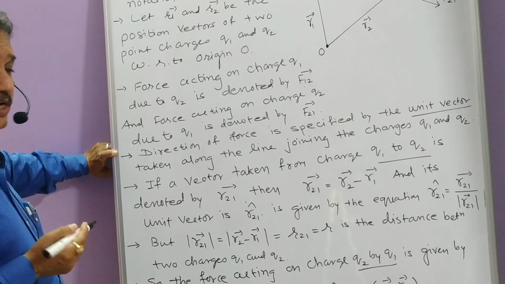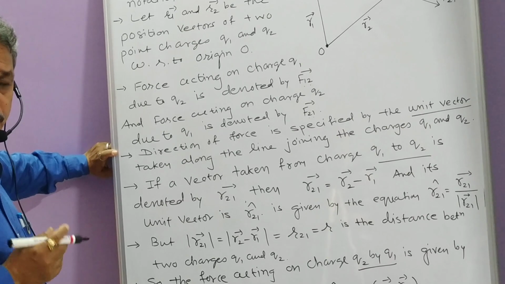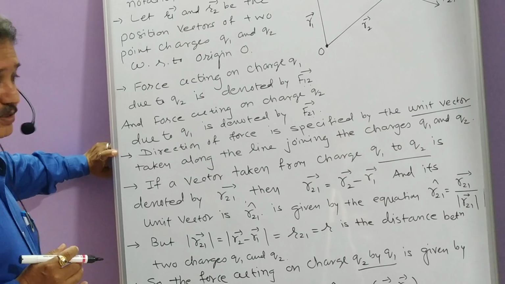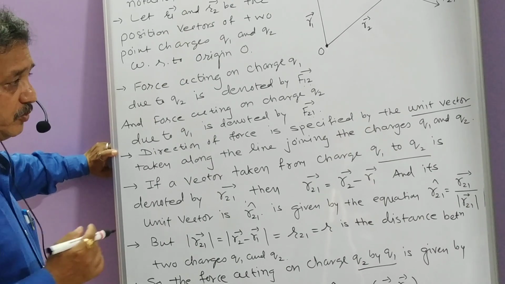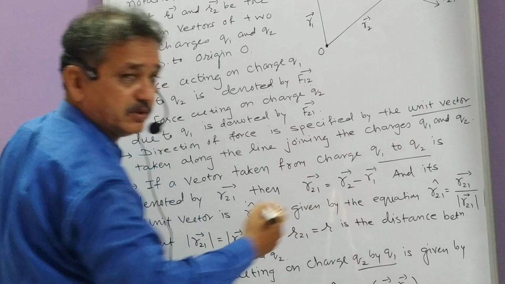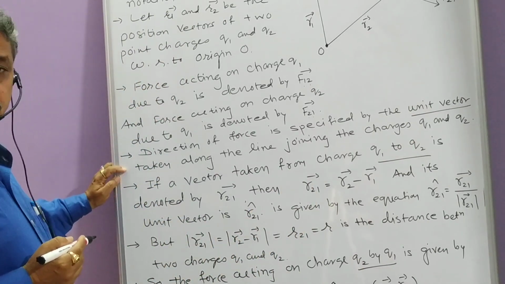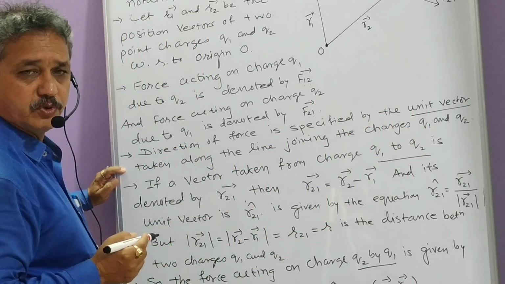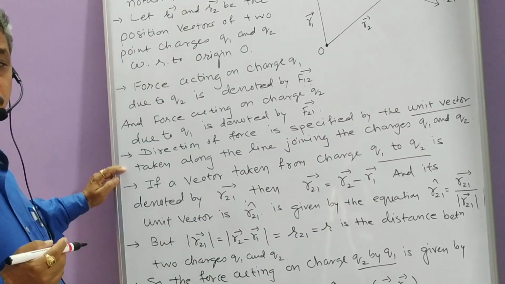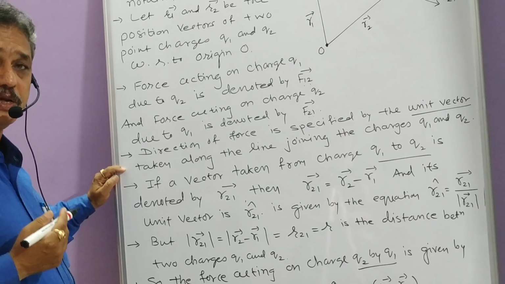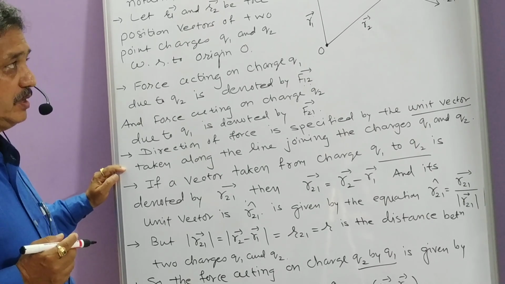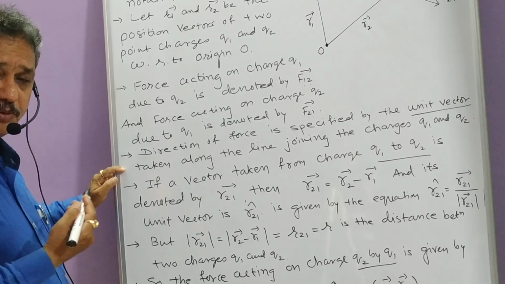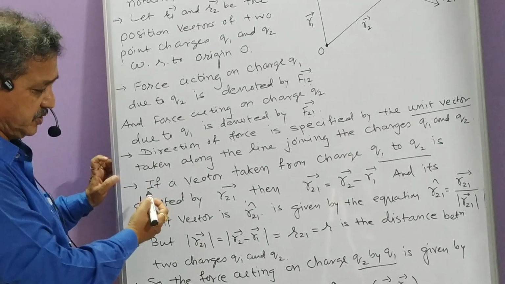Now, what is the direction of these forces? Actually, these forces are always along the line joining the two charges. But here, the direction of the force is specified by the unit vector taken along the line joining the charges Q1 and Q2. Here you have to take the help of the unit vector, which you studied in 11th standard. I will explain later how it can be chosen. So let us see first.